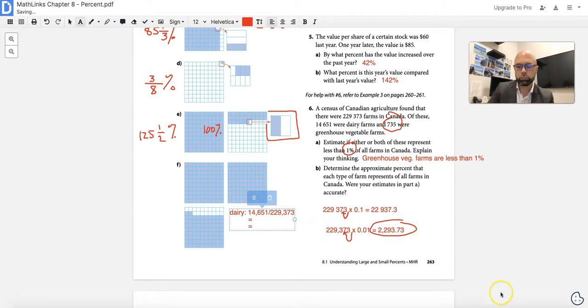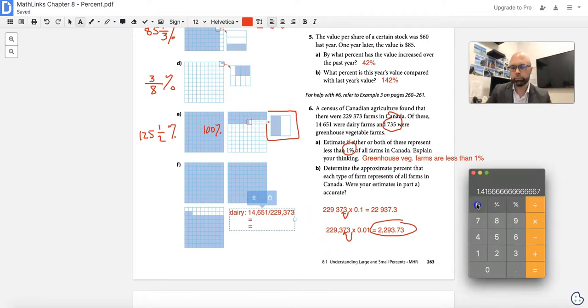Okay, so let's do the math there. And by the way, let's do a little estimating. So I can estimate, remember that 10% of farms is 22,000. I'm working with 14,000. So I'm going to say that this number is going to be about 15%. Is that right? Yeah. Maybe a little lower. Yeah, let's say 13%.